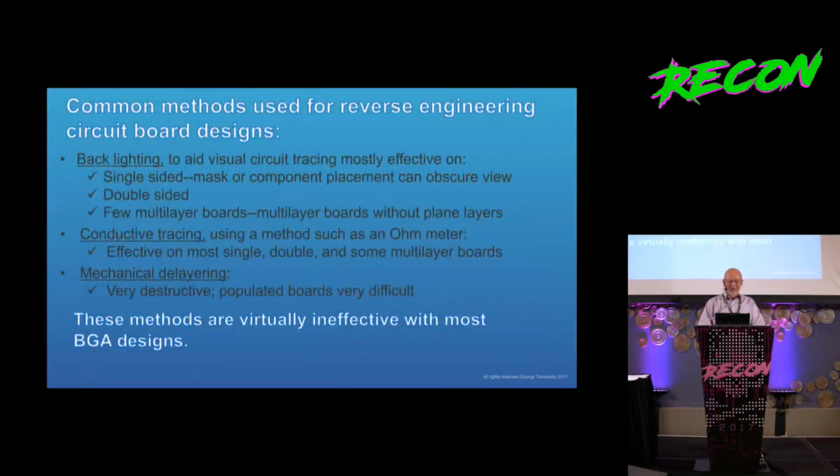complicated. Common methods used for reverse engineering circuit boards: backlighting, conductive tracing, and mechanical delayering. Backlighting is effective on simple two-layer boards, single-layer boards, and boards without plane layers that actually obstruct your entire view. Conductive tracing works well with some boards, but it's difficult at best. And mechanical delayering is a very messy and destructive method. It can be done, but again, it's very difficult to do.